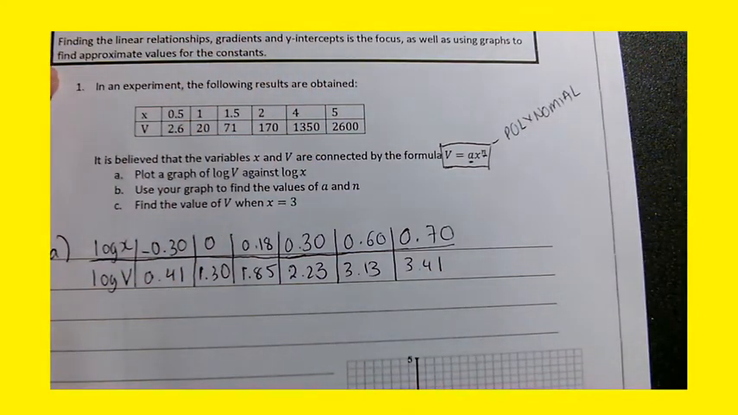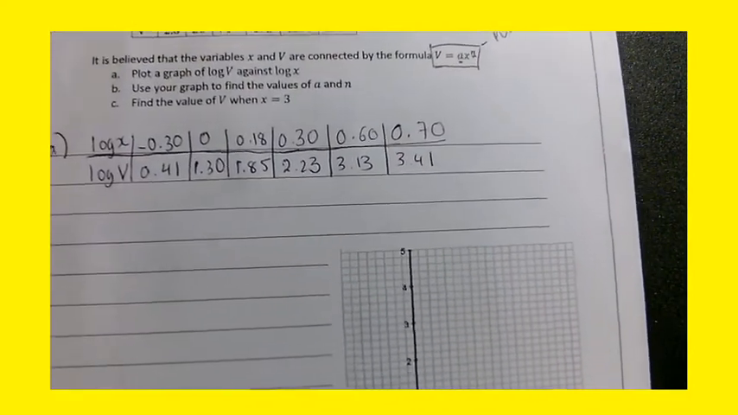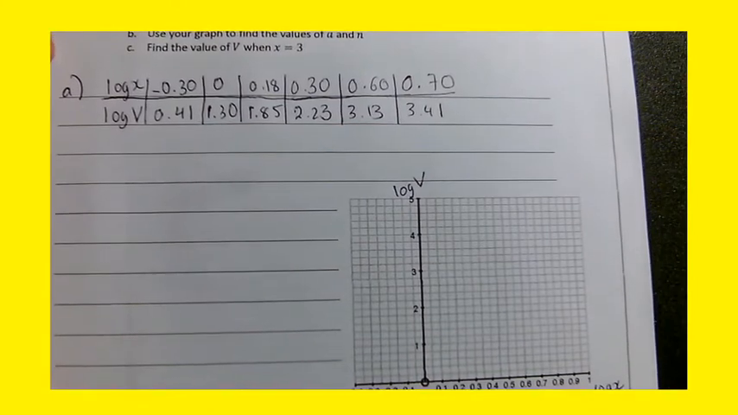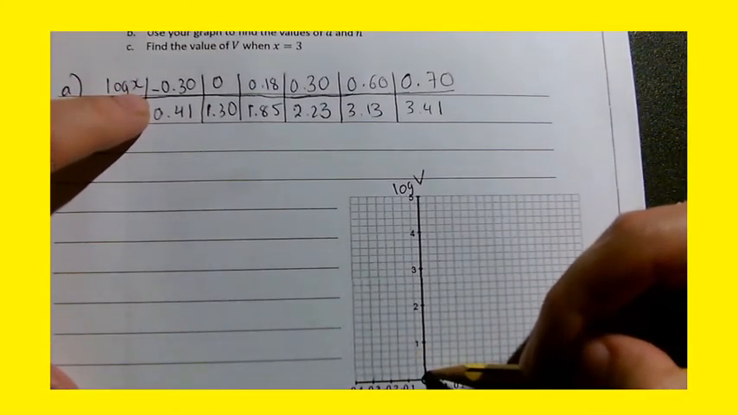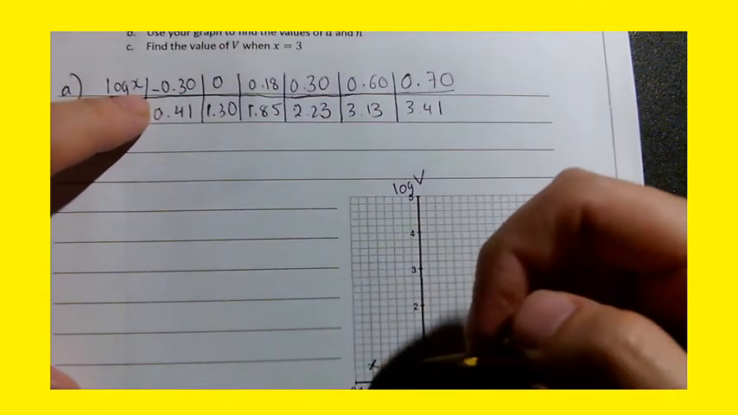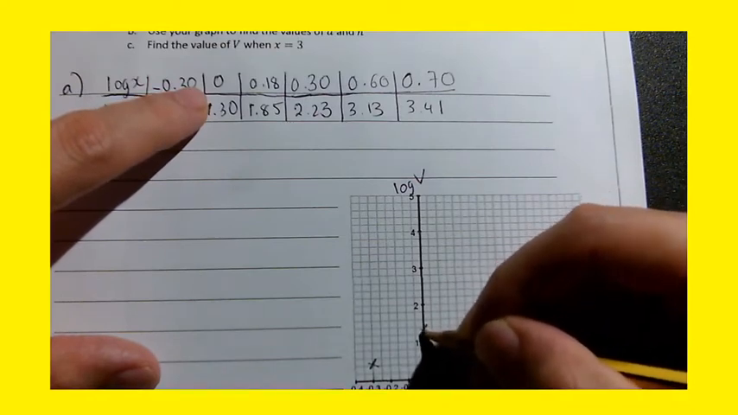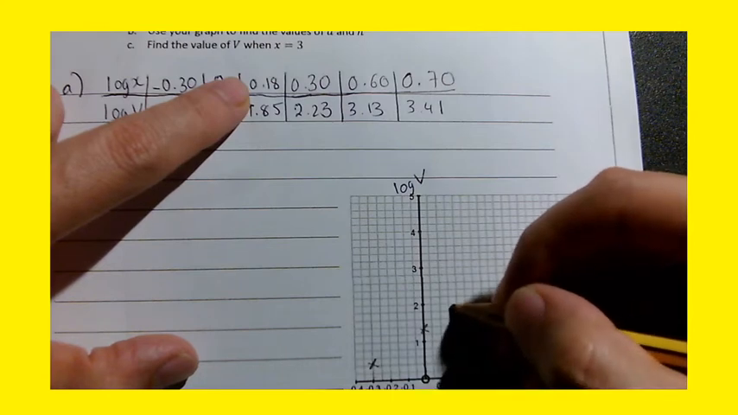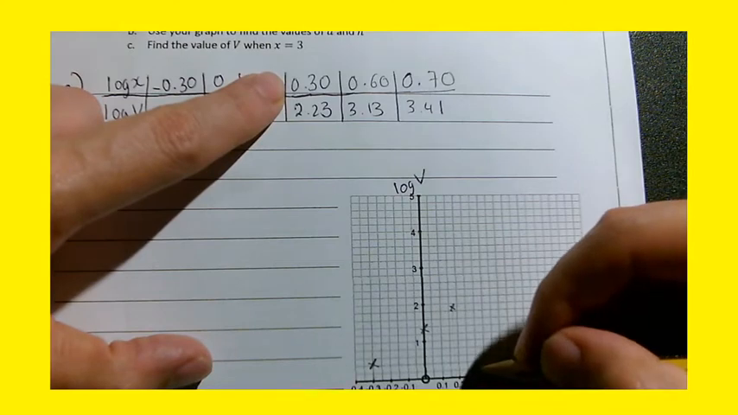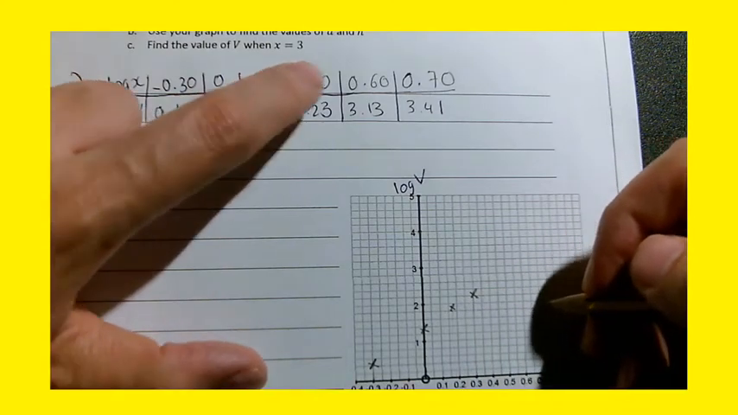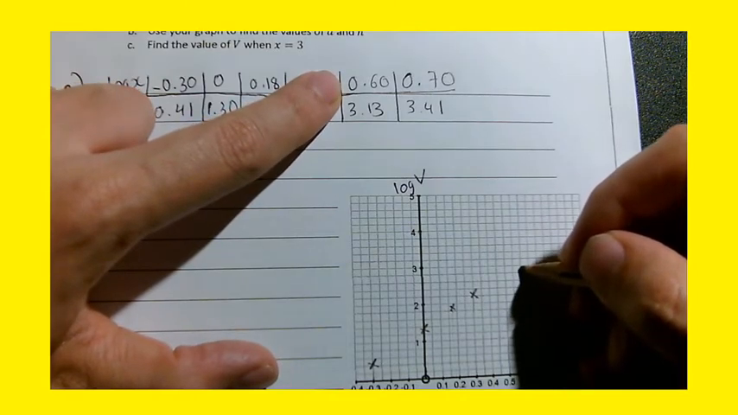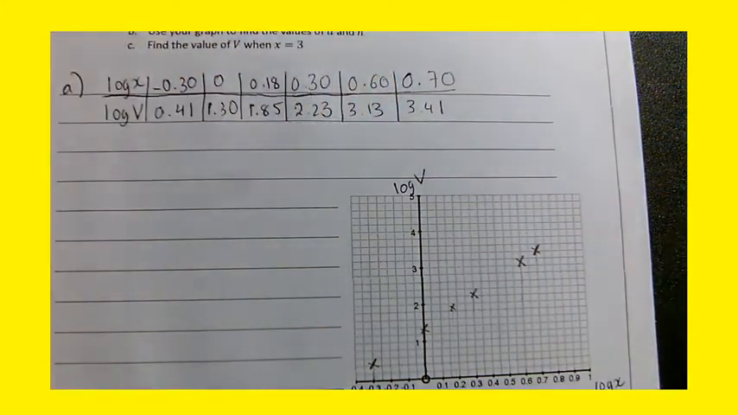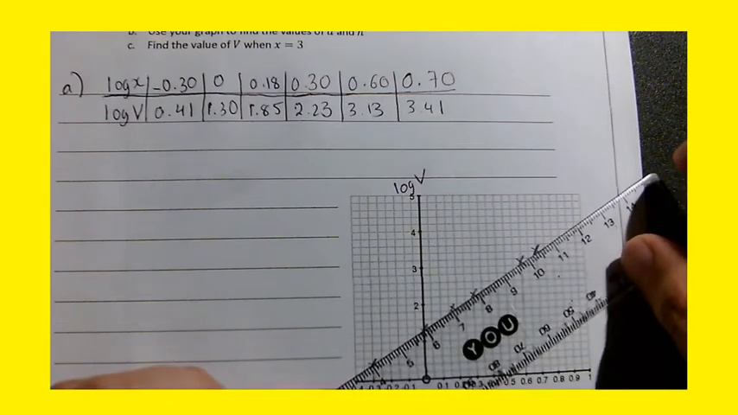So I've done that. I'm going to plot a graph of log v against log x. So obviously log v will be on the y, log x will be on the x. It's going to plot this, so minus 0.3 and then 0.41, so it's going up in 0.2. Roughly there. 0, 1.3, 0.18, 1.85, 0.3, 2.23, 0.6, 3.13, and 0.7, 3.41. Okay, so I've plotted the graph. Now I'm going to find a line of best fit through these points.